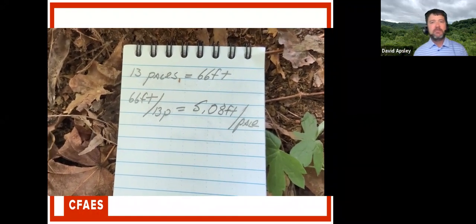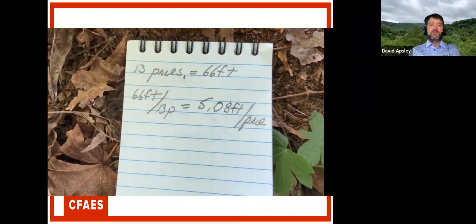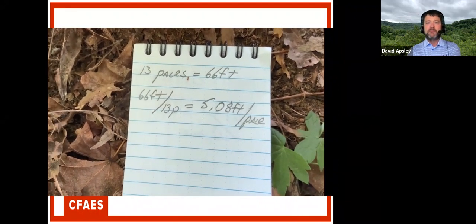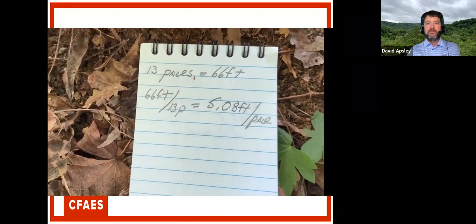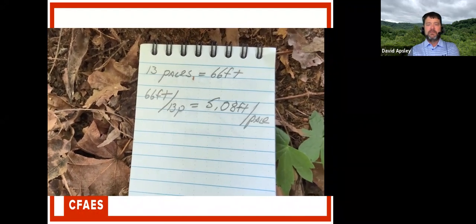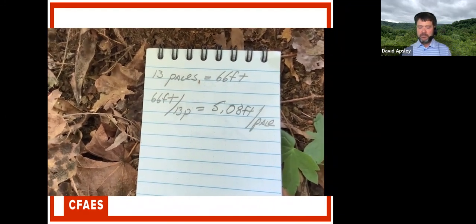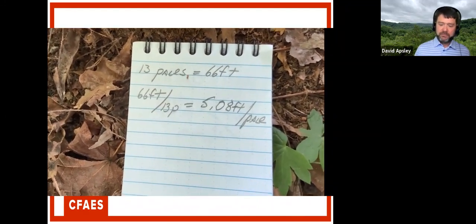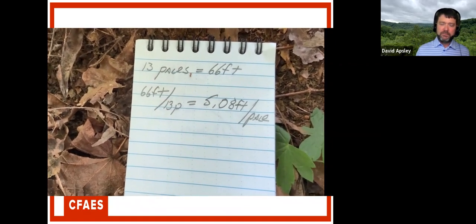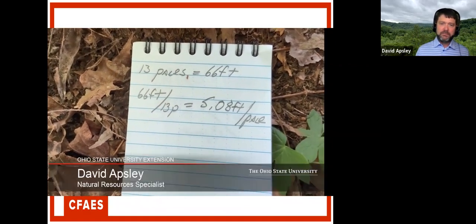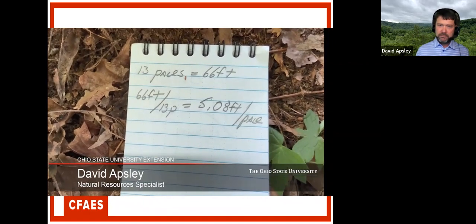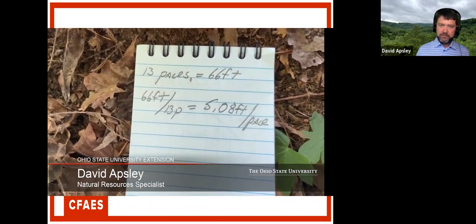66 feet is the distance we covered. It took 13 paces. So each pace equals 5.08 feet, or 5.1 feet is a pretty good number for me to use. So 5.1 feet per pace. If I don't need to be super precise, I can just count by fives every time I take a pace, and I'm pretty darn close.